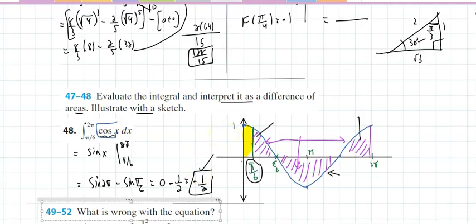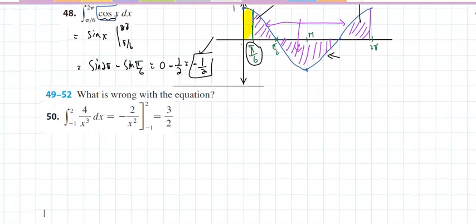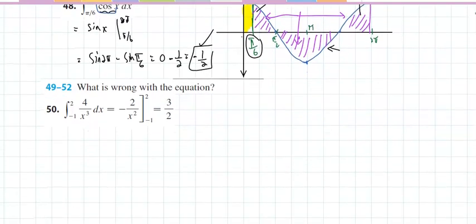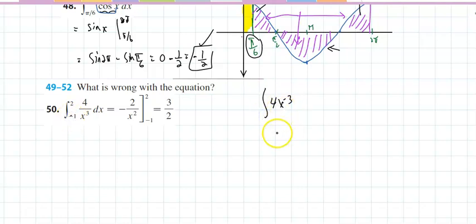Alright? Next problem, they ask, what is wrong with this equation? Somebody did this integral. They took 4x to the negative 3, isn't that right? And they said, add 1 to the power and divide by that. And those reduced by 2. That's negative 2x to the negative 2. Isn't that negative 2 over x squared? So yeah, they got it right.